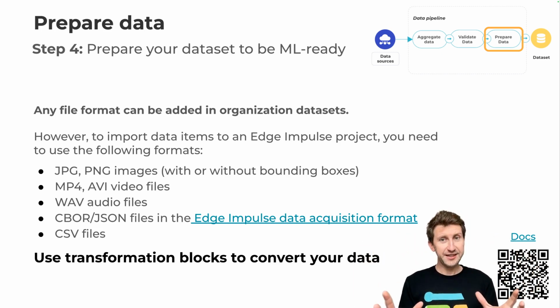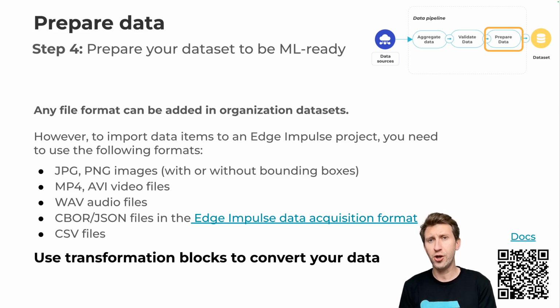Once your dataset is validated, usually you need to parse it and make it ML ready. So in Edge Impulse organizational datasets, you can add any formats. However, when you want to use them in your projects, we only accept certain formats. It's the data acquisition format, or the ingestion format, in Edge Impulse.